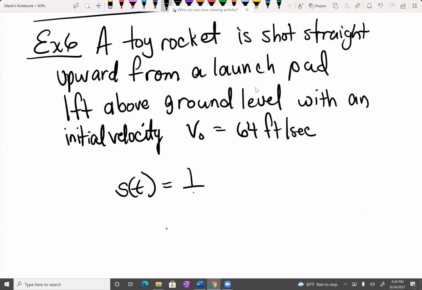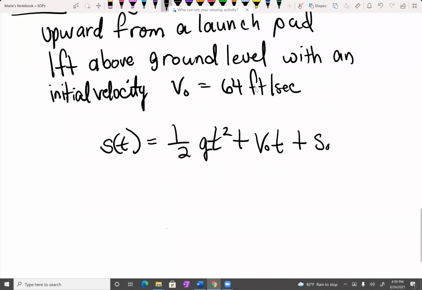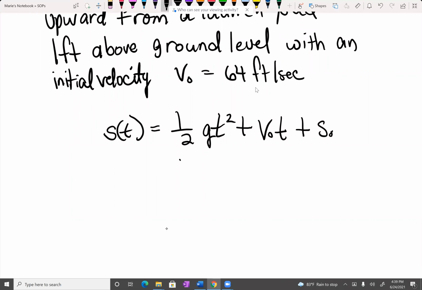s of t is equal to 1/2 of g times t squared plus that initial velocity times time, and the constant given to you as 1 foot, which is where it's shot from. So we would have 1/2 of 32, in this case, 32 times t squared plus the 64 times t as stated in the question, plus 1.